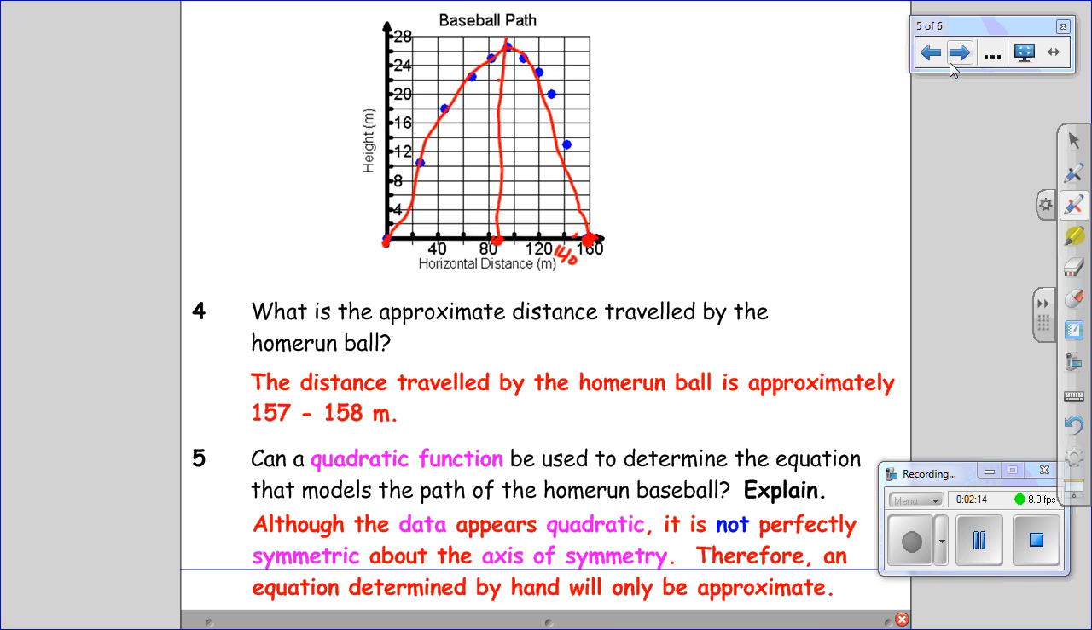In class tomorrow, we're going to create an approximate equation for the path of this home run baseball in vertex form, in factored form, and then we're going to use the TI-Nspires to come up with the true regression equation to model this baseball's path.